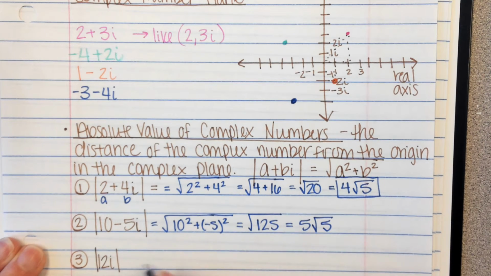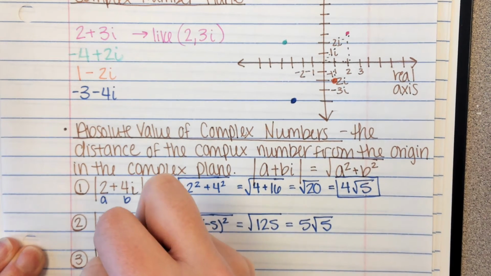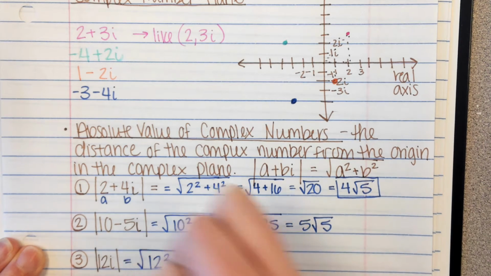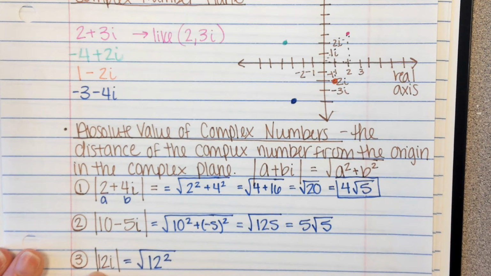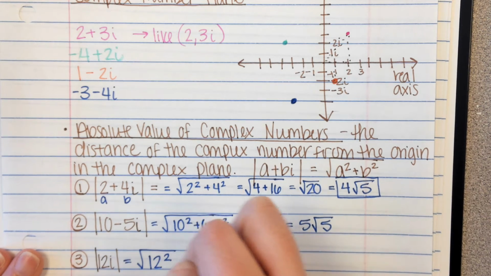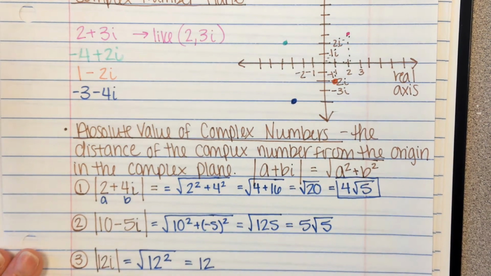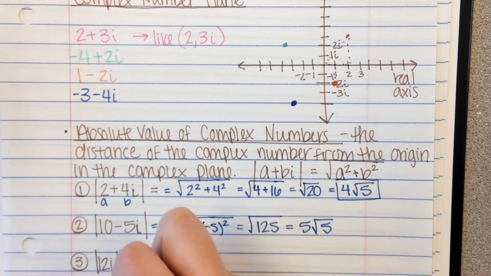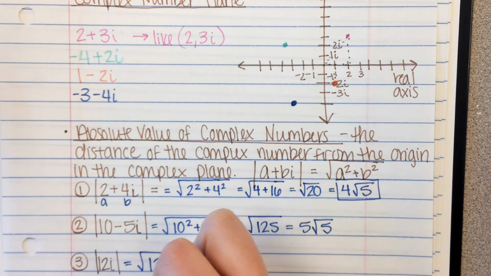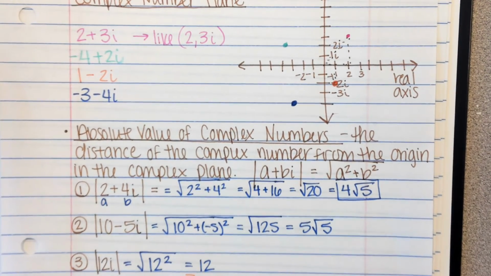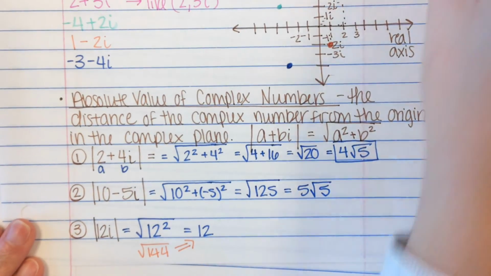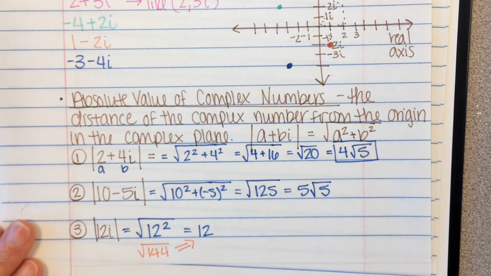Okay, and then number 3, we have the absolute value of 12i. So we just do the absolute value of 12 squared. Because we don't have an A, so A is 0. So 0 squared is just 0. It doesn't matter. So the square root of 12 squared, you can do this either way. A square and a square root cancel each other out, so your answer is just 12. Or if you didn't know that, you could still do 12 squared is 144. The square root of 144 is 12. But that's all you do for the absolute value. Take A, B, square them, add them, take the square root.